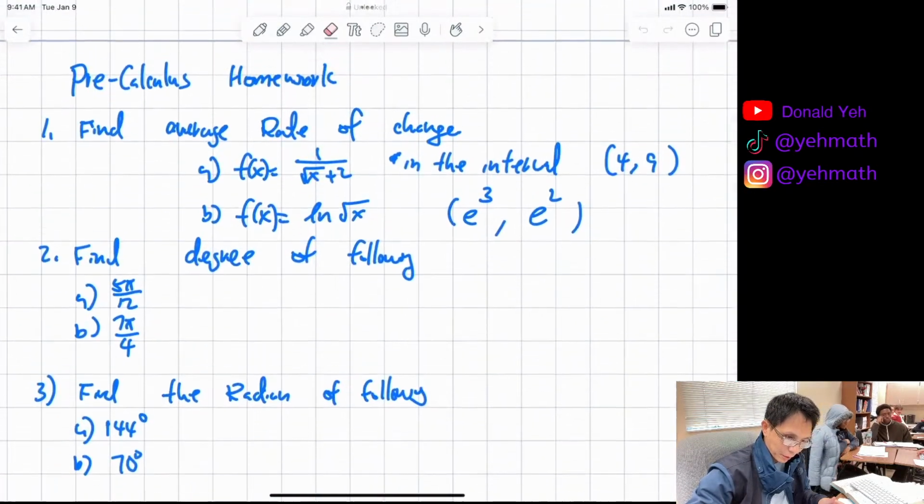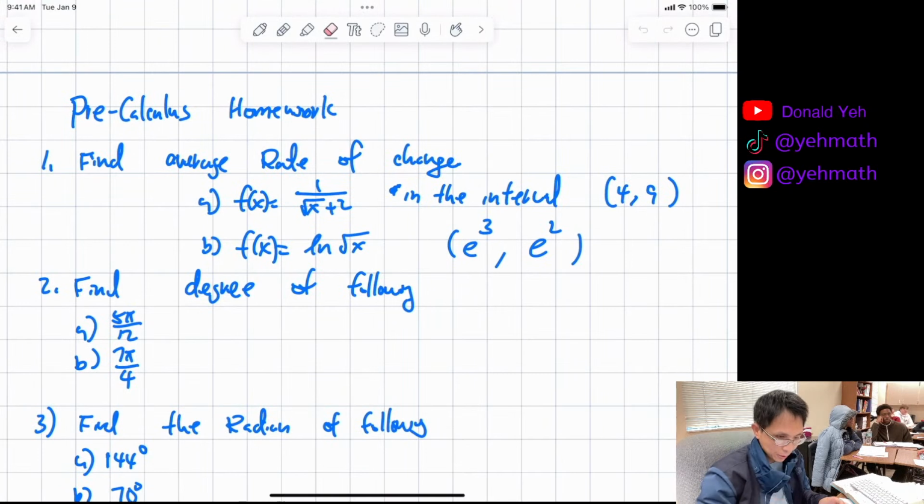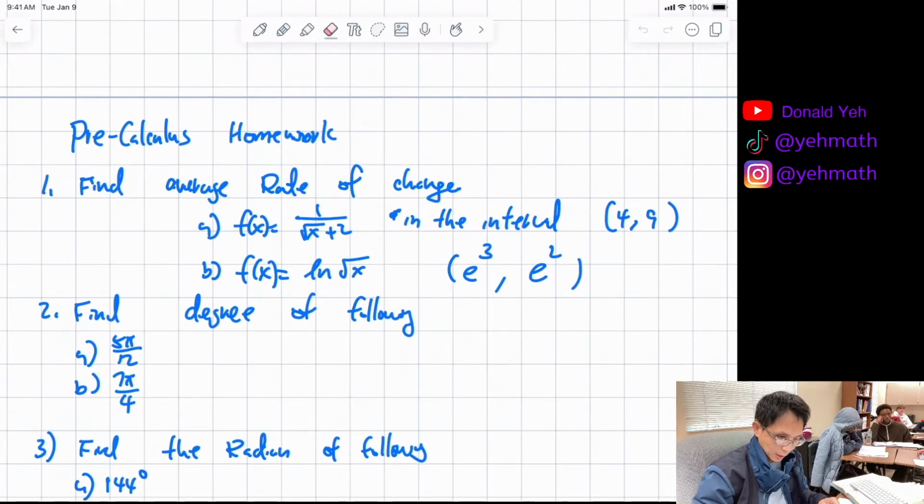So let me know which question you have. I like the first two. I read this question myself. So first of all, I will have to find the average rate of change. So if I plug in 9, what am I gonna get? Okay, 1/5, right? So hold on a second.